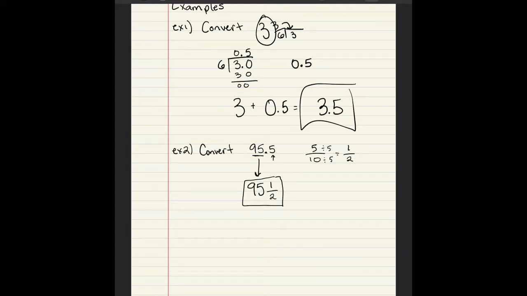Quick little hack, just to make life easier. If something is ever 0.5, imagine there's an invisible 0 behind it, and it's 50%, and 50% is half. So whenever there's just 0.5, it's always half. So we didn't have to go through all this mess. This proves why 0.5 is 1/2. But whenever you see 0.5, you automatically know it's a half.